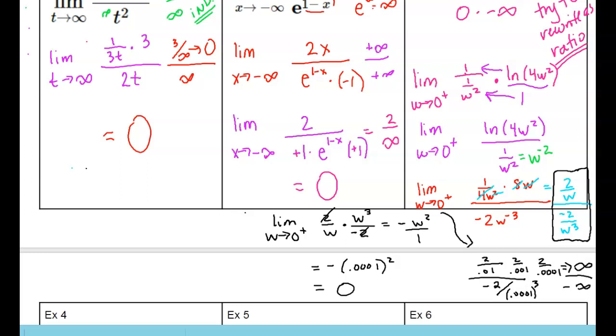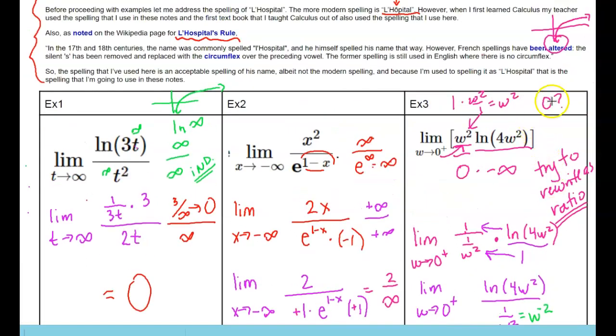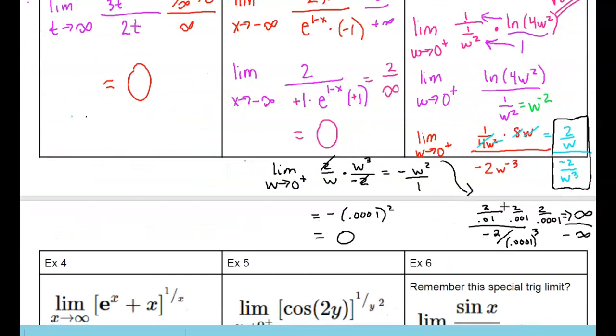Now, some people said, remember how we wrote that little note? Is it really going to be zero? Is there a way that we would be able to do this and it wouldn't be zero? Oh, I'm sure. Okay.